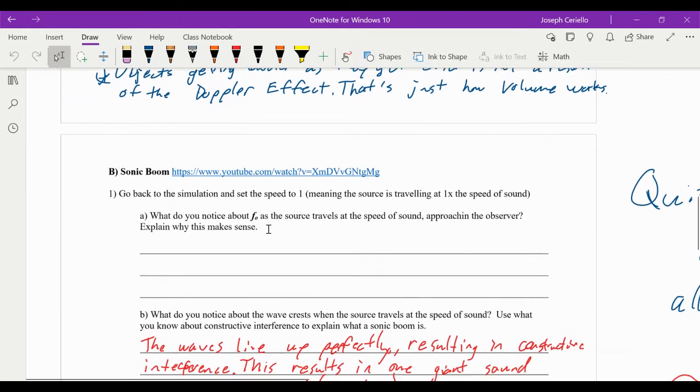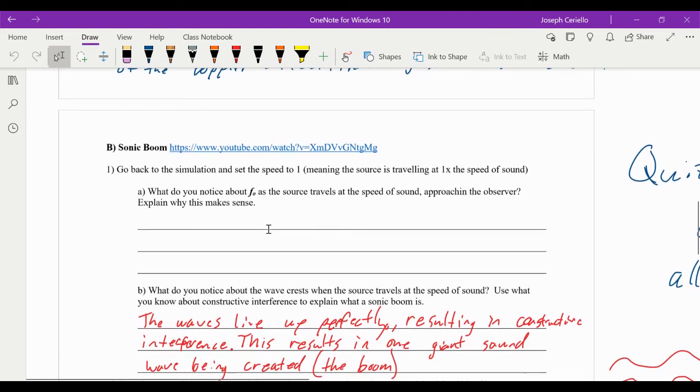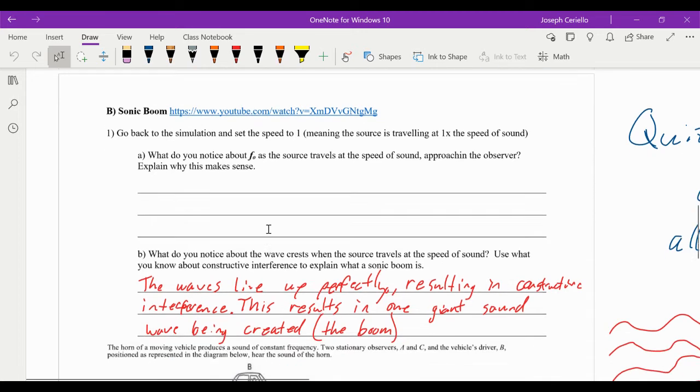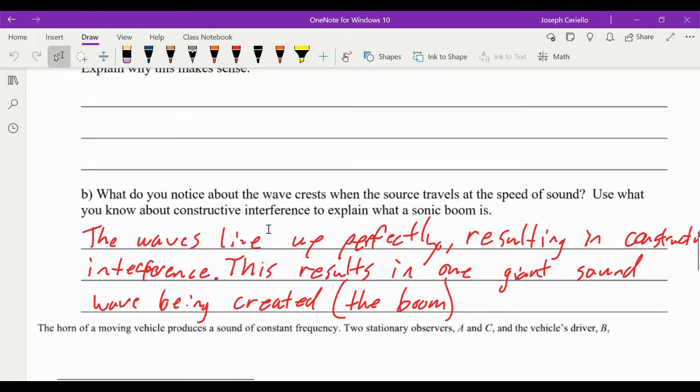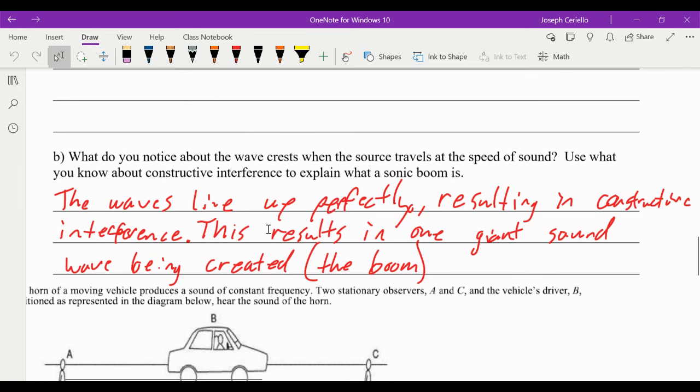So a sonic boom, what is it? Well, a sonic boom is a really nice application of the Doppler effect. If you play with the simulation and set the speed to 1, which means 1 times the speed of sound, you see something pretty cool. You see all the waves line up. So what's going on there? When an object is traveling at the speed of sound, all the waves line up perfectly, which results in constructive interference.